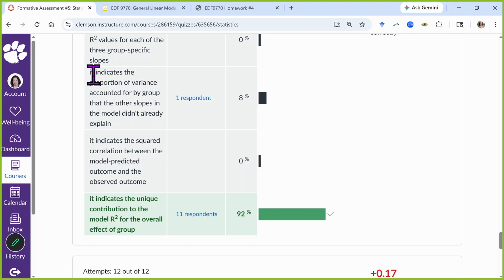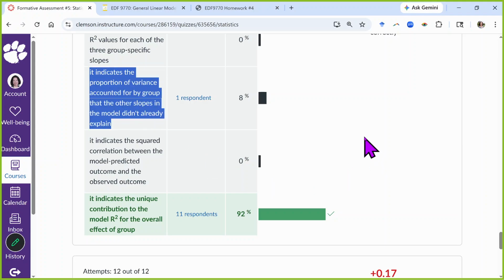This one, what is this one talking about? It indicates the proportion of variance accounted for by group that the other slopes in the model didn't already explain.